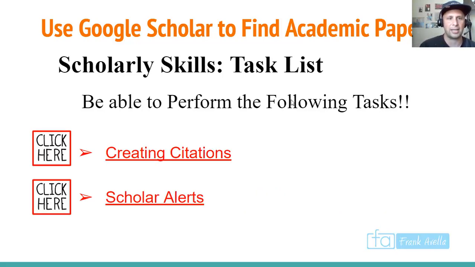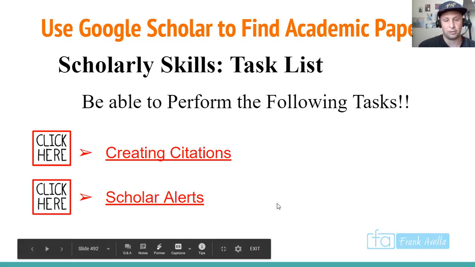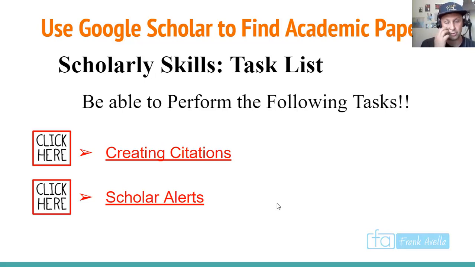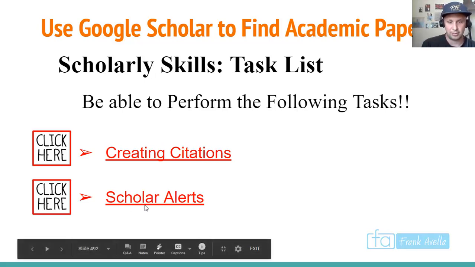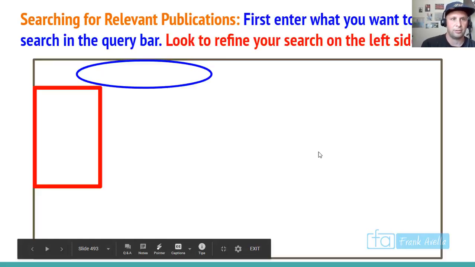Scholarly skills. Okay, task list. Be able to perform the following tasks. Also, creating citations and Google Scholar alerts. I did this thing in the Scholar alerts, and it just kept coming. You wind up getting a lot of them, and then I turned it off.